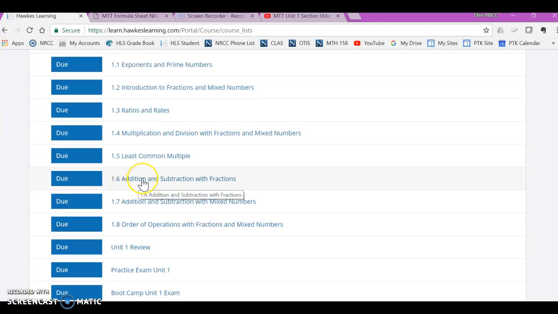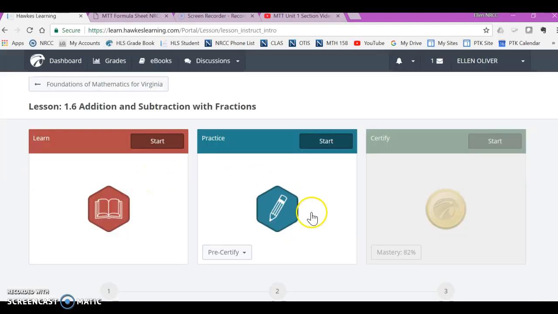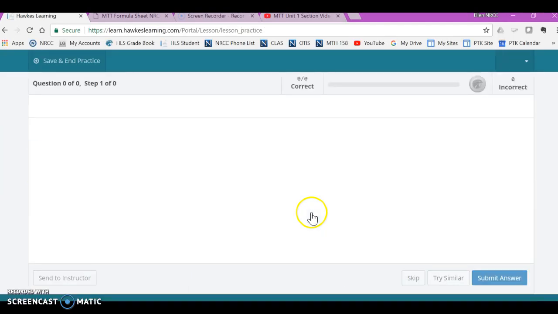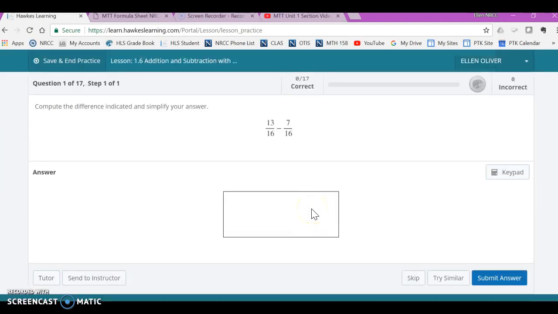All right, 1.6. We're going to use the least common multiple here. So we're going to use that ladder method to get a common denominator. When you're adding and subtracting fractions, you have to have a common denominator because fractions are parts of a whole. And so that whole has to be the same size in order to add or subtract the parts. So your whole is your denominator.